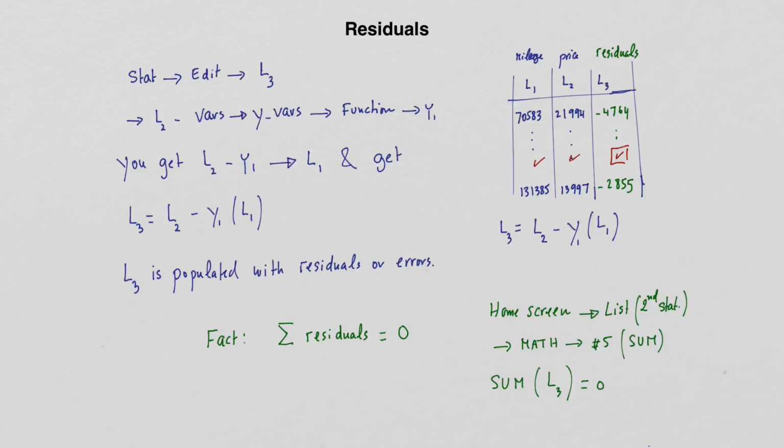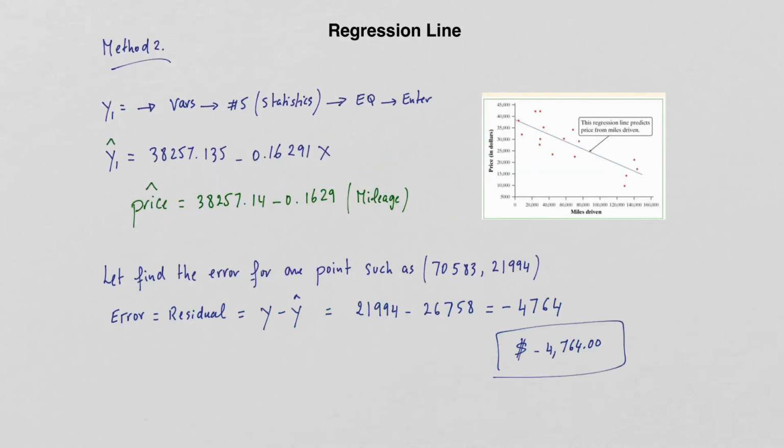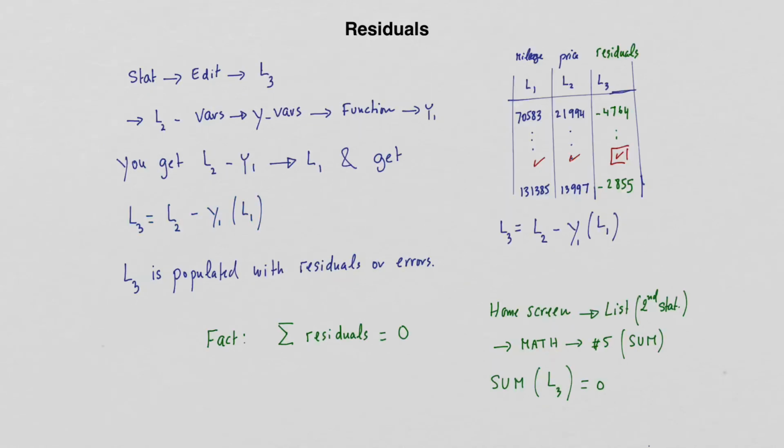The last thing I want to say is this. This is a fact. If you add all these errors that I drew here, this is a positive error, positive error, positive error, negative error, negative, negative, positive, positive. If you add them up, you should always get 0. That is a fact. Maybe I should prove it to you at the end of the year when we don't have to be pressed by time with the AP. The sum of the residuals is always 0.